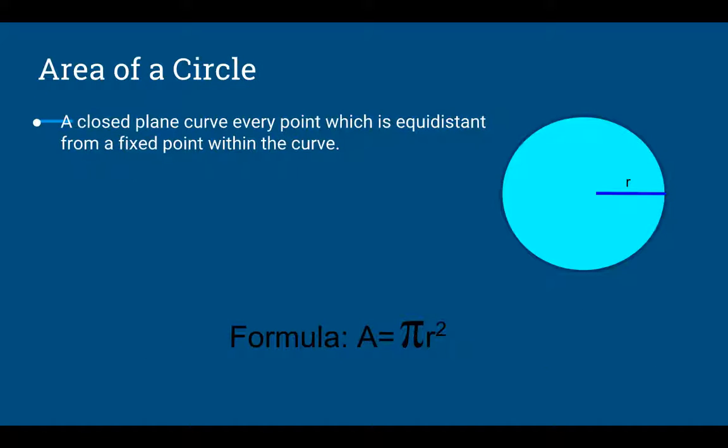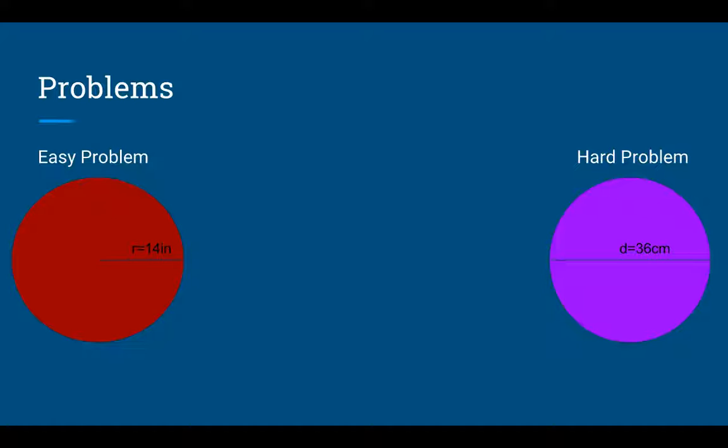Okay, so now we're going to talk about the area of a circle. As we can see, a circle is pretty much explained as a closed plane curve, every point of which is equidistant from a point within the curve. Our formula is going to be pi r squared. All right, so now we're going to try an easy problem.